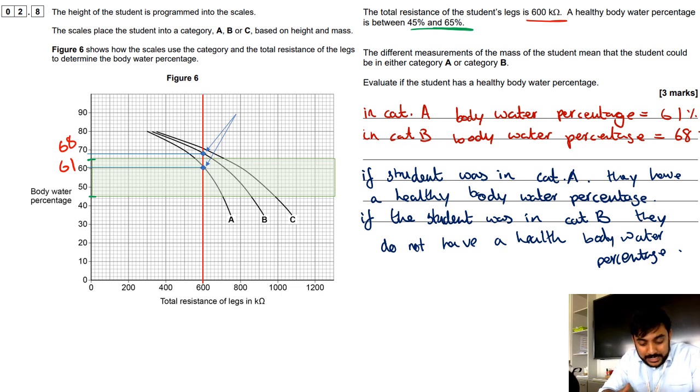Now, there are points on the graph where all three categories can be sort of seen in one. No, there's never actually a point where all three categories can be healthy. But say for example, your reading was 800 kiloohms. Because it doesn't intersect with A, you can't be in category A. But if you're in B or C, you are healthy. Next.